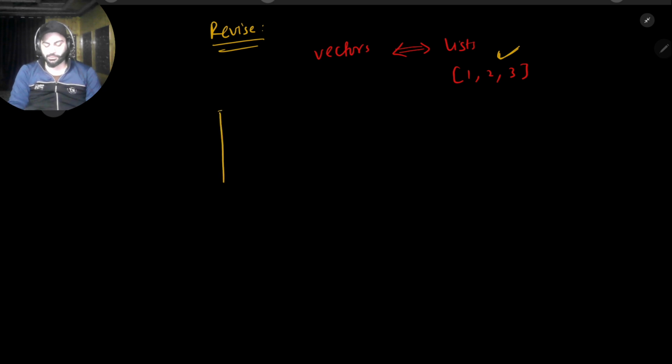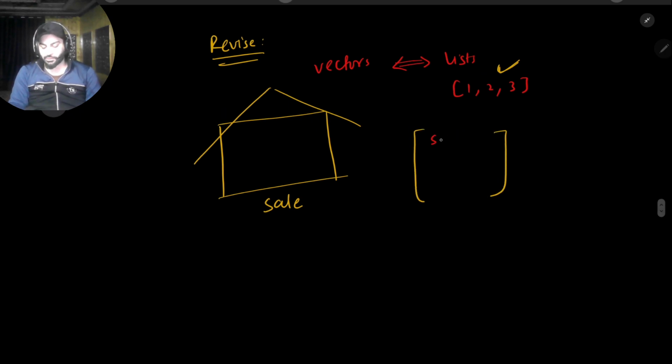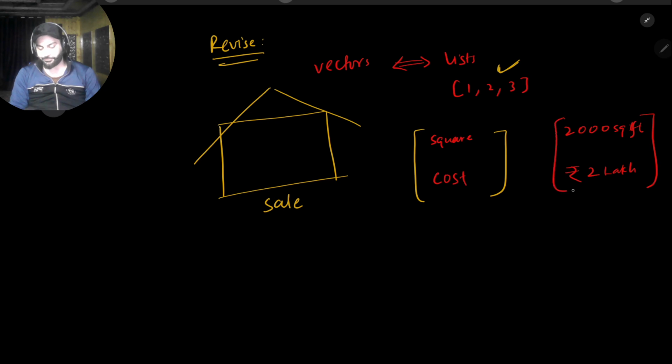Suppose we have a house, and if we want to represent it as a vector, maybe you are selling this house, you have this house on sale. What you can do is have two values, in which the first value will represent the square footage of the house and the other value will represent the cost of the house. Let's suppose the square footage of the house is 2000 square feet, and the cost is 2 lakh rupees or something like this. So this basically becomes a vector.